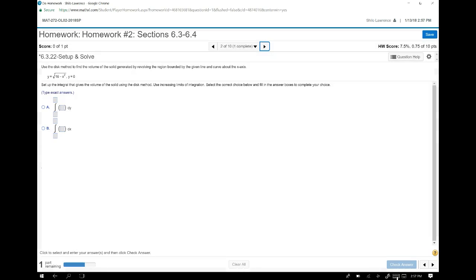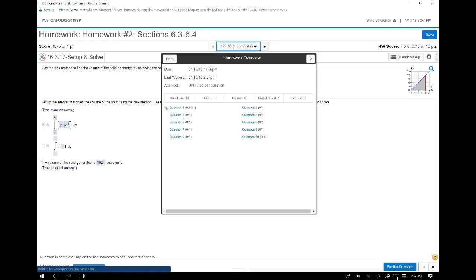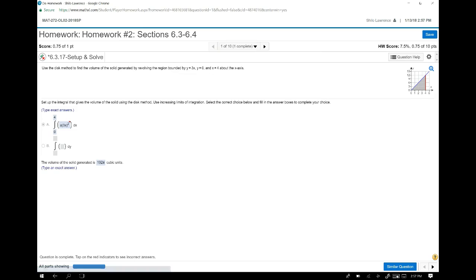It automatically goes to problem 2, but you can go back using the arrows, or you can also use this drop down arrow and look at all of the problems. So you'll see I don't have the first part right, but I have the second part right.